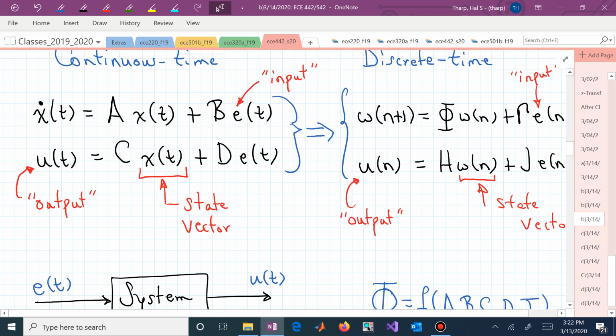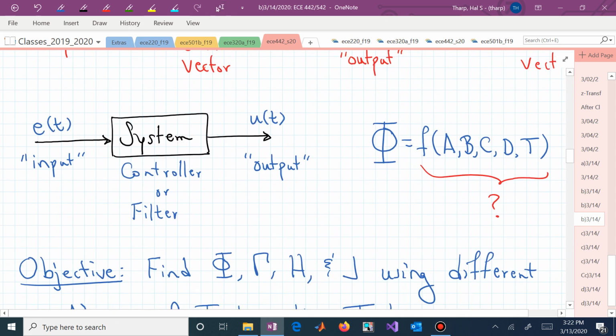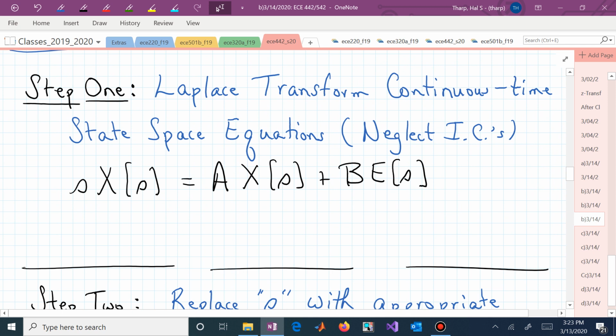What happens when we Laplace transform the output equation? Everything is at the present time. This is now a non-dynamic relationship between the output U, the state vector x, and the input vector E, and we can now use that. That's just a linear equation. We can Laplace transform both sides, and we have capital U of s is equal to C capital X of s plus D E of s.